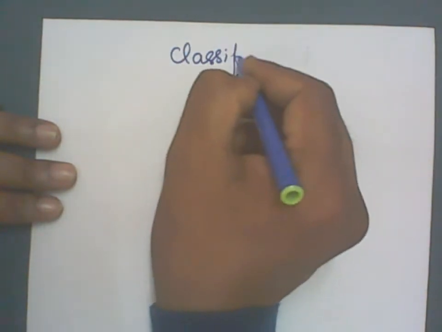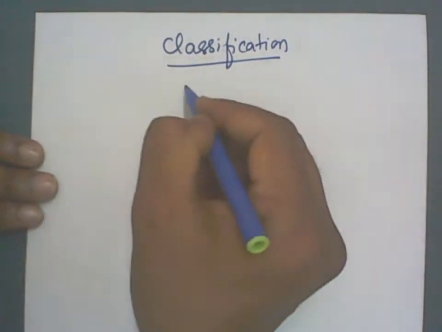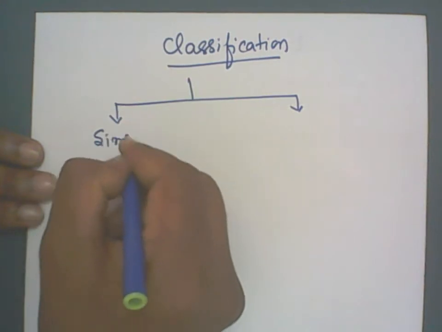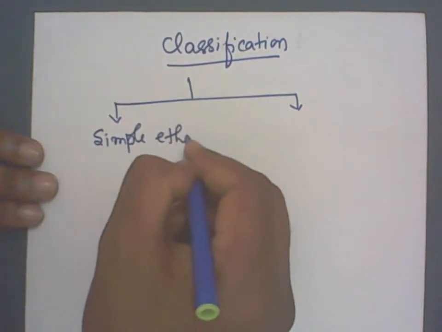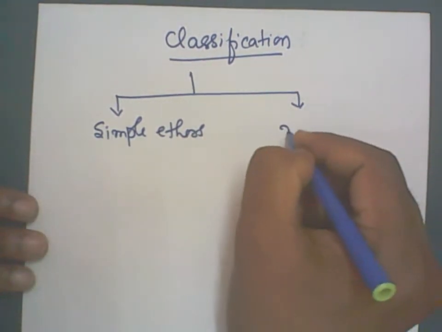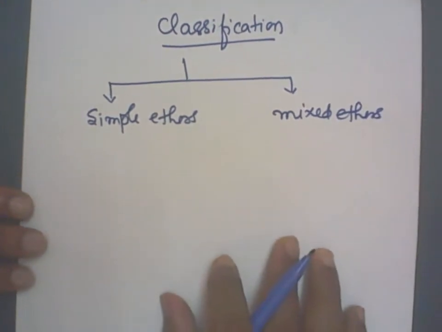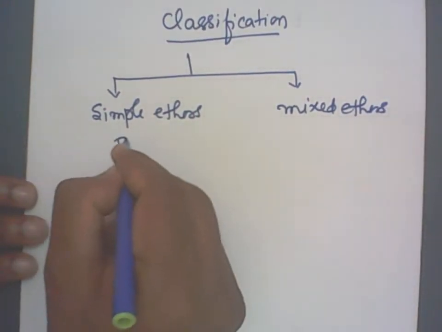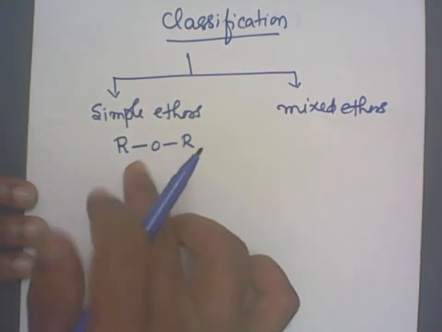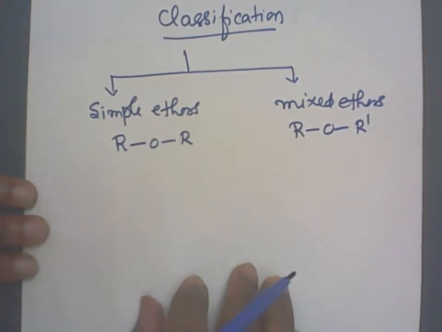Ethers are classified into two types. The first one is called simple ethers, and the second one is called mixed ethers. Simple ether means the general formula is ROR, where both the groups on the oxygen are the same. If they are mixed, the groups are different, let it be R dash.